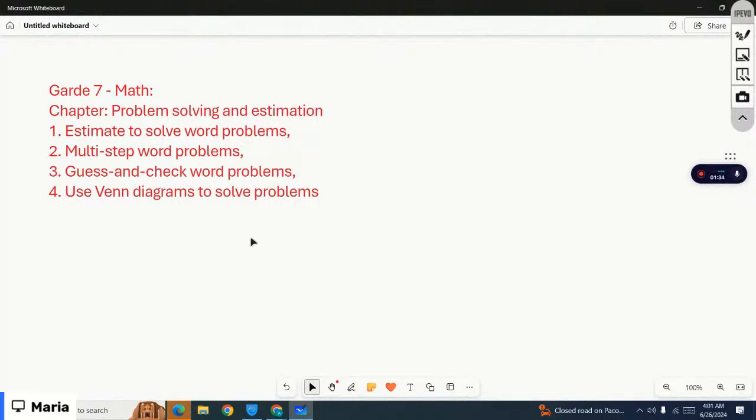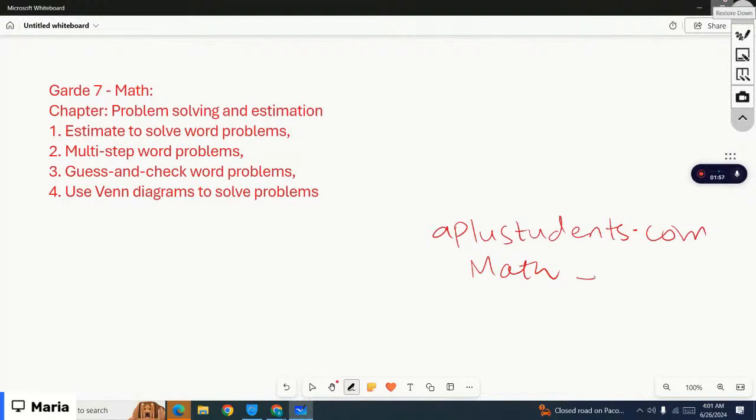We are here for grade 7 math. You can find all the lessons on aplusstudents.com. You have to log in there using your ID given by the administrator. Then you have to select math from the subject tab. Scroll down to grade 7 and then click on view all. You can find the list of the chapters. We can start with the chapter problem solving and estimation.